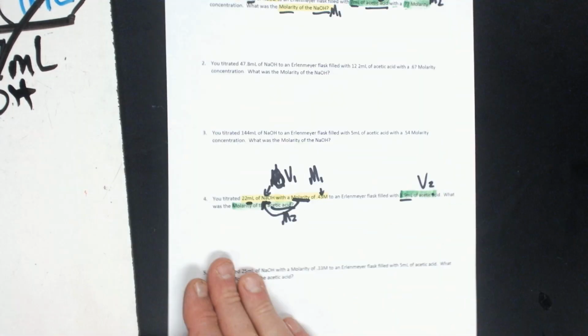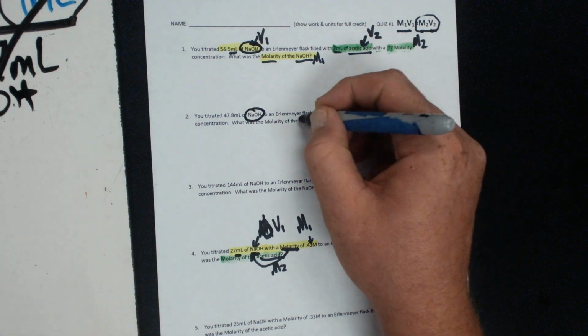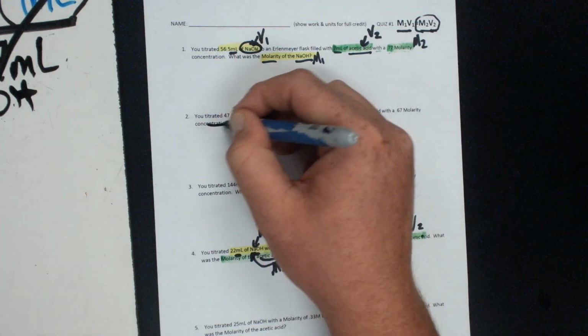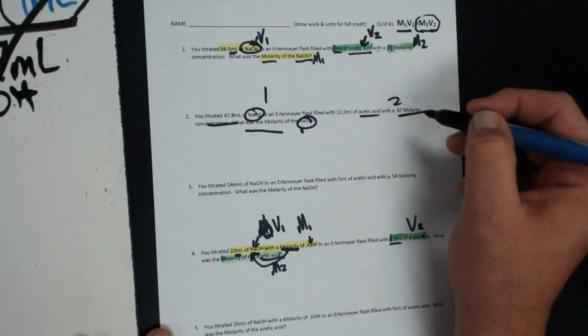So it will get more difficult. It will not be such easy word problems as we move on, but take a minute, identify the solutions, right? NaOH, we're going to say is solution 1, acetic acid with a molarity, we'll say this is 2. It won't always be NaOH and acetic acid, but identify the solutions first. Before you start plugging anything in, make sure your solution 1 and your solution 2 are clearly identified.